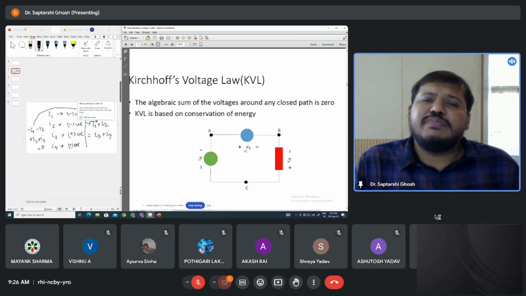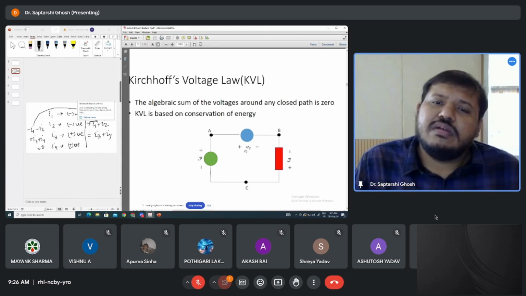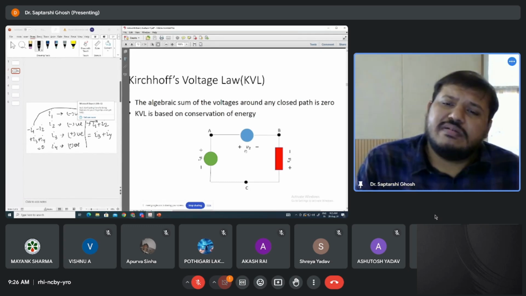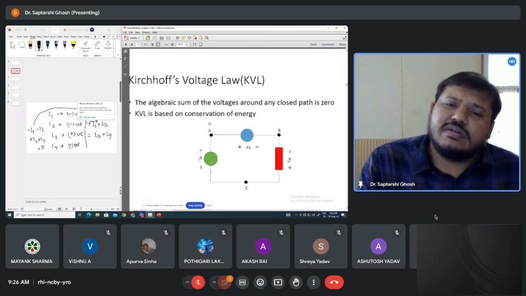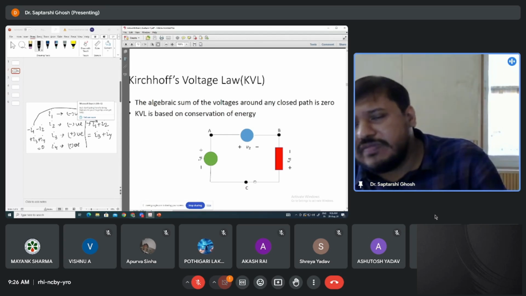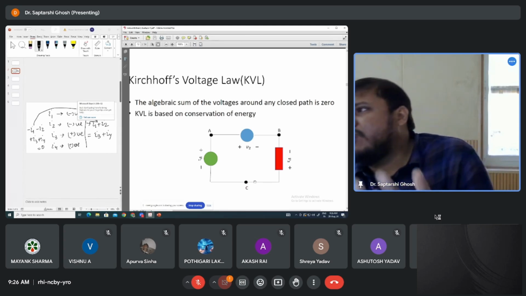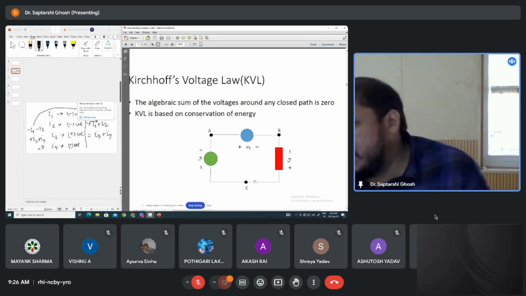So KVL is based on conservation of energy. That means it's a closed path, and no outside energy is coming into it. So whatever energy one of the elements is giving out, that energy will only be absorbed by the other elements.